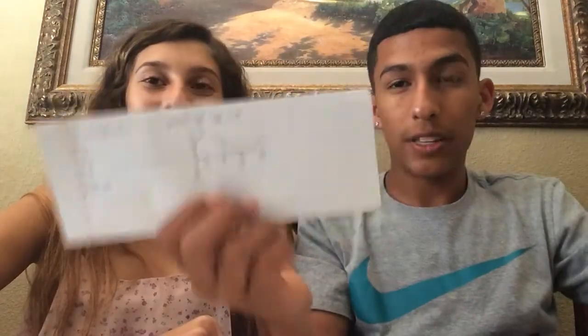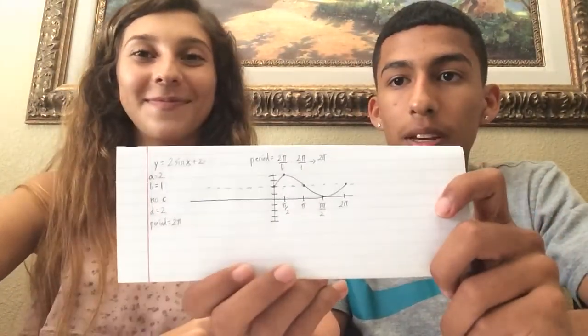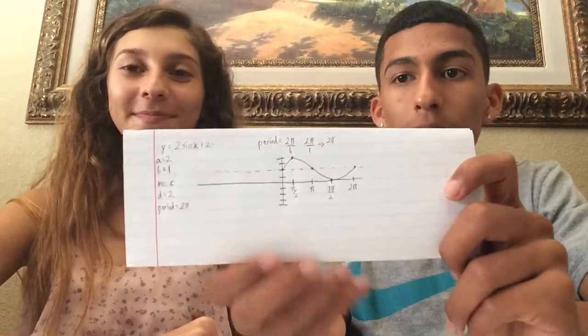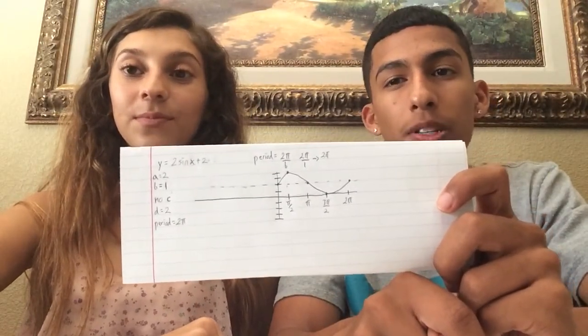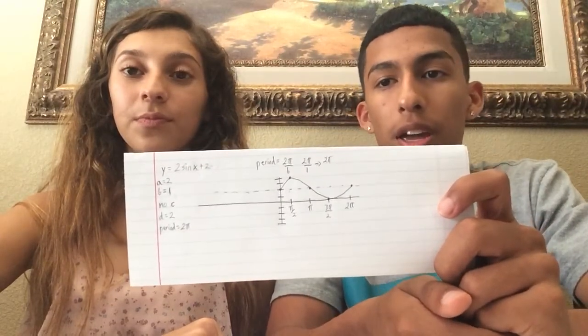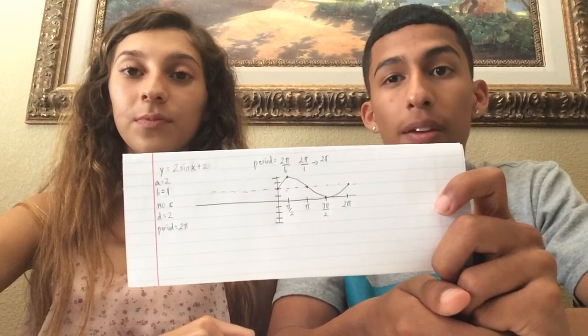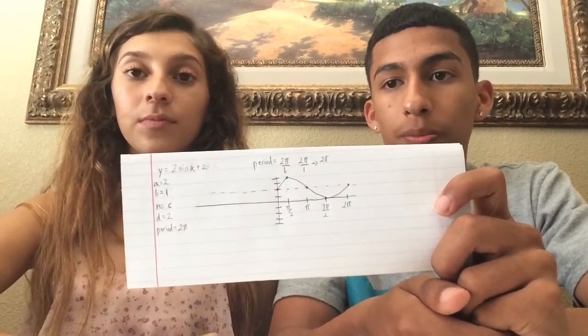An example we provided is this problem: y equals 2 sine x plus 2. So we know that our A is 2 and our B is 1. That means our period is going to be 2 pi, because 2 pi over 1 is 2 pi. Then for our C, we have no C in this case, so we don't have to worry about phase shift. And our D is 2.